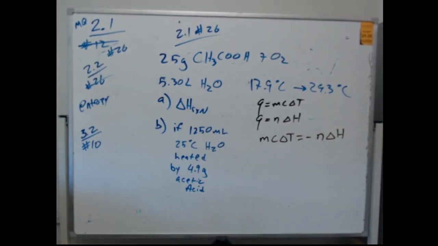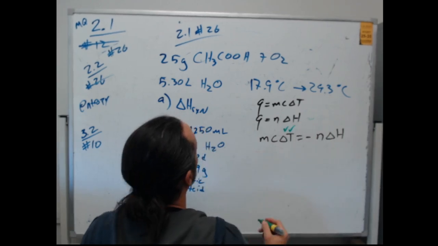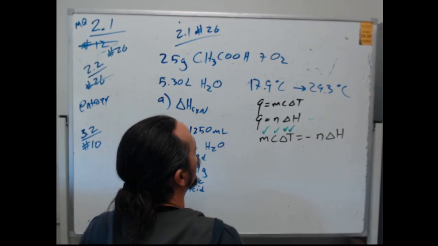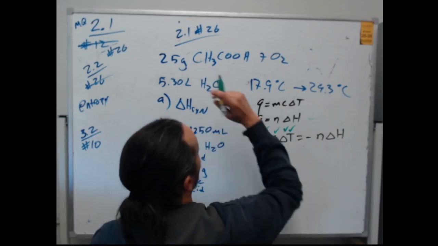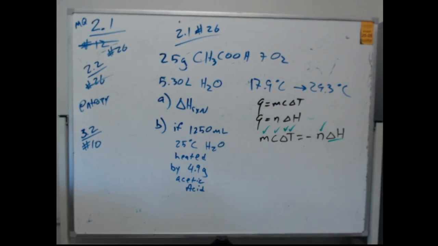Where then I say, okay, which things do I know? Well, I've got my T final and my T initial, so I've got that. It's water. I've got the heat capacity for water, and 5.3 liters is going to be 5.3 kilograms or 5,300 grams. And I've got my acetic acid, which I can turn into moles. The only thing I don't have is delta H.